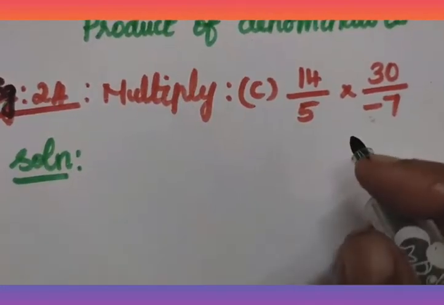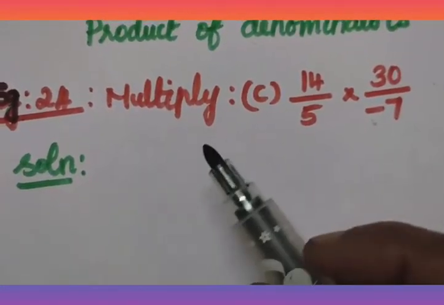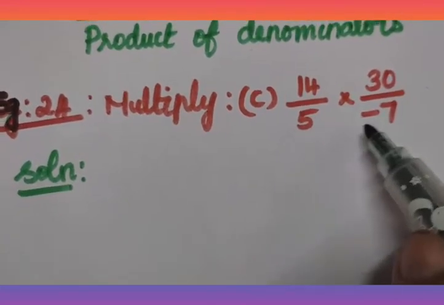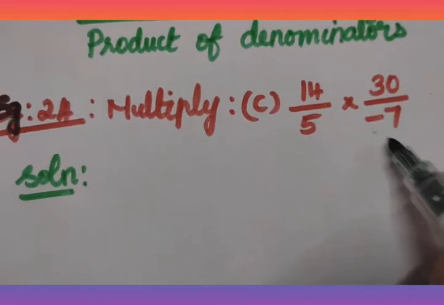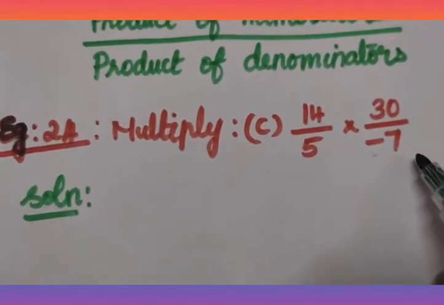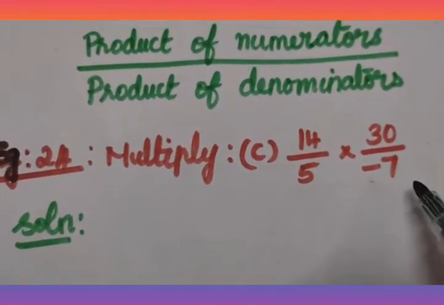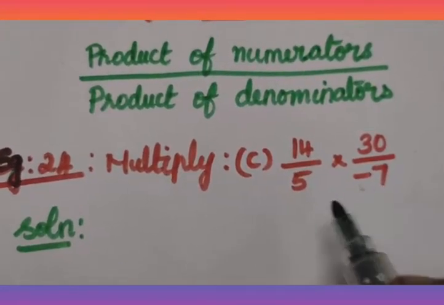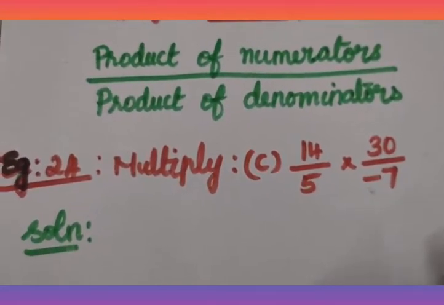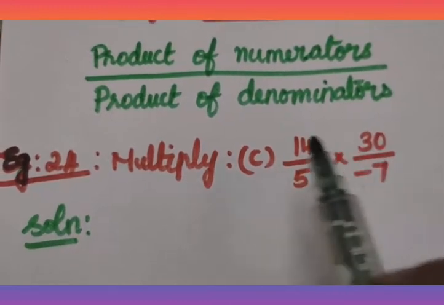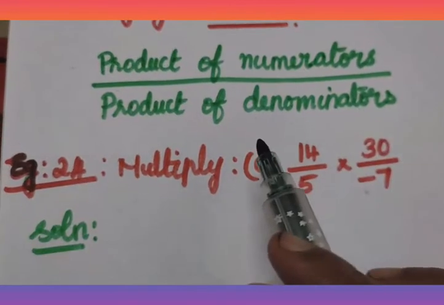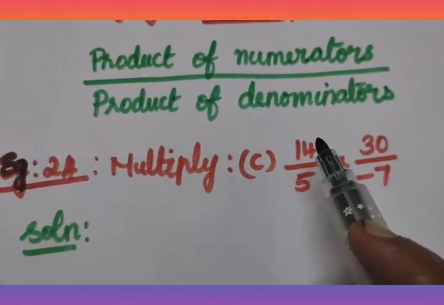Let us do the first example, children. Example 24C: 14 by 5 into 30 by minus 7. Here there are two rational numbers. We are going to multiply these two rational numbers. Multiply the numerators and denominators separately. In the numerator part, the product of numerators; in the denominator part, the product of denominators.